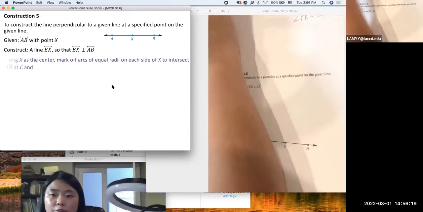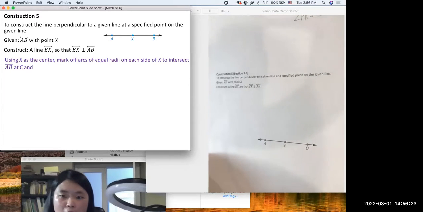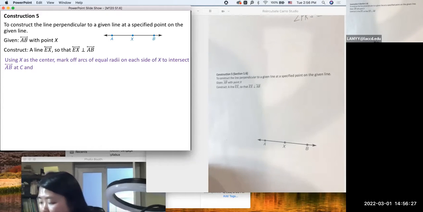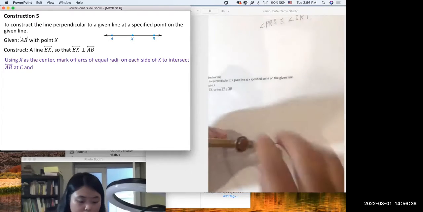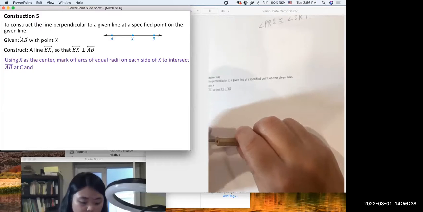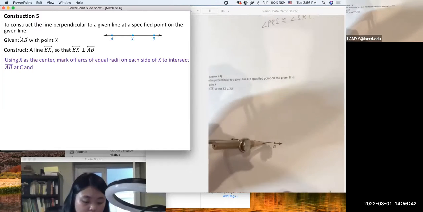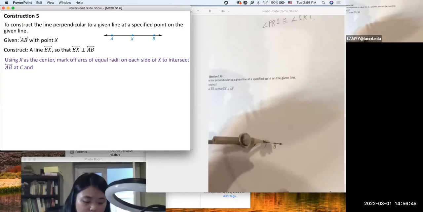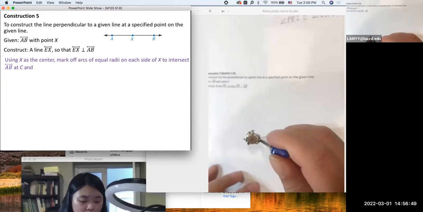So first step, we're going to use X as a center. Mark off arcs of equal radius on each side of X to intersect AB. So like here, point it to the X, and then make it a little bit smaller. Get the arc here. And then use the same radius. Do the same thing here.